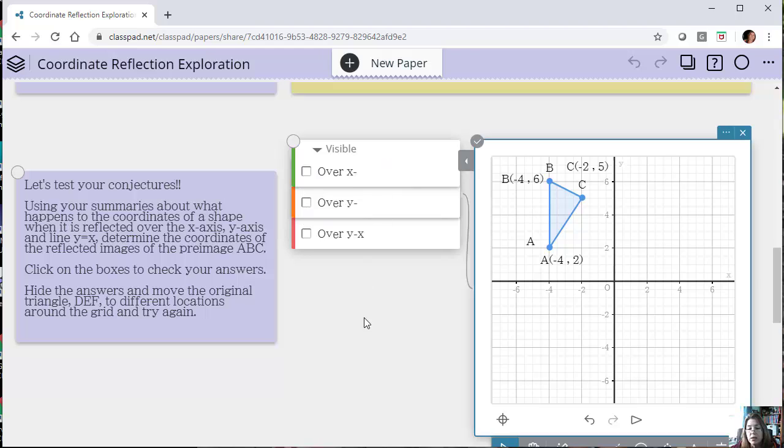So that's this activity. Lots of fun. Students can explore and move and change things and get a better sense of what happens when we are reflecting in a coordinate plane.